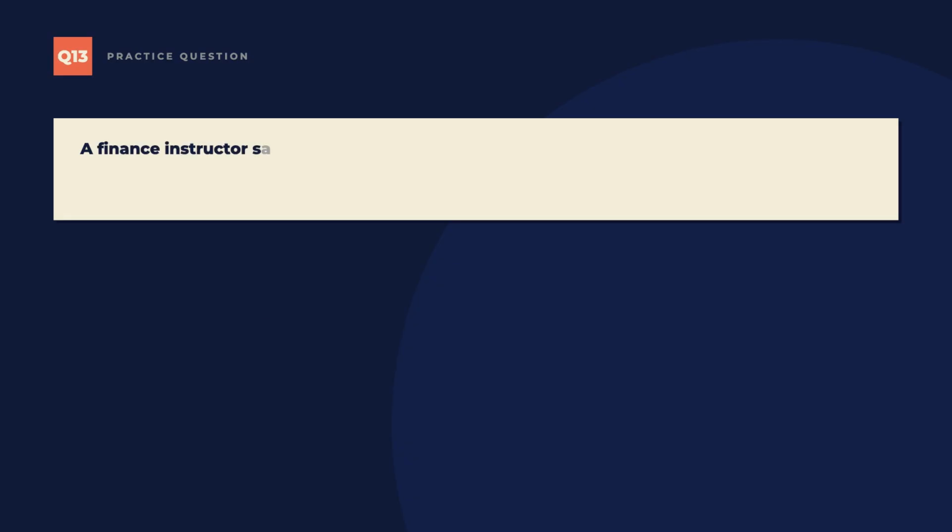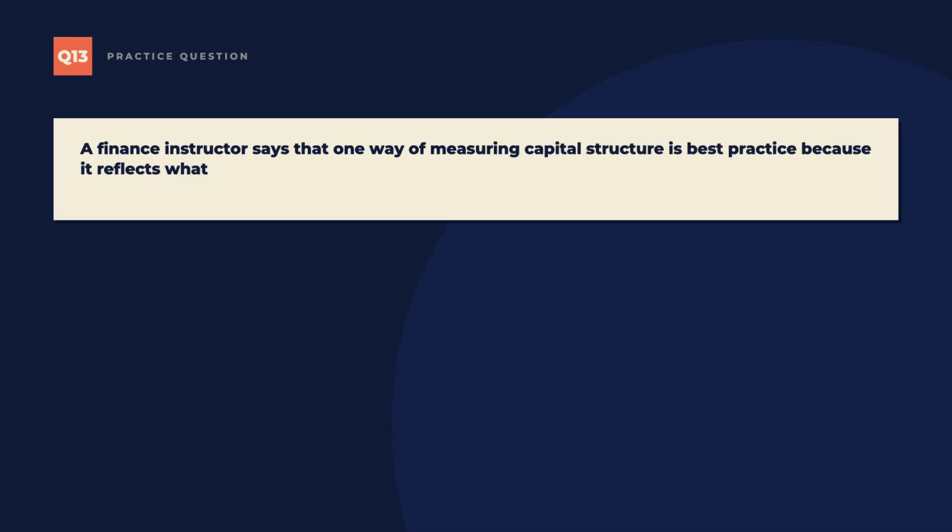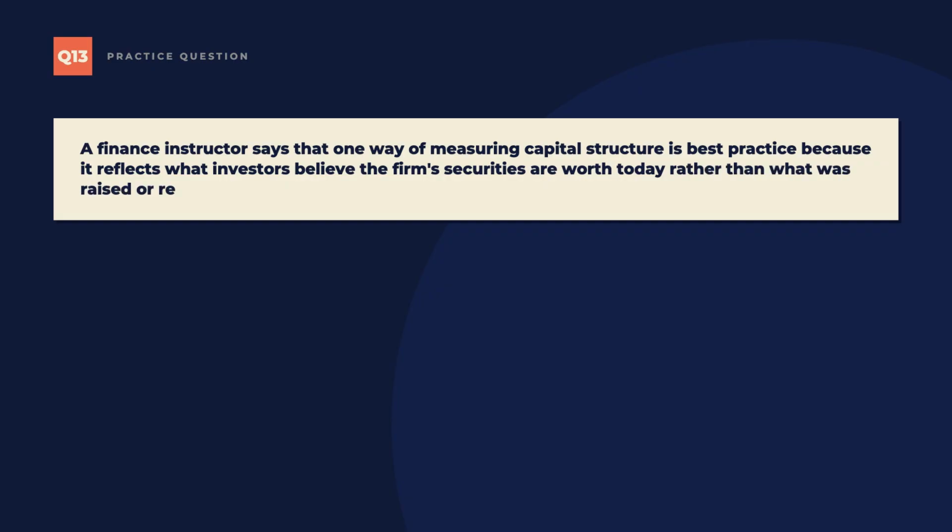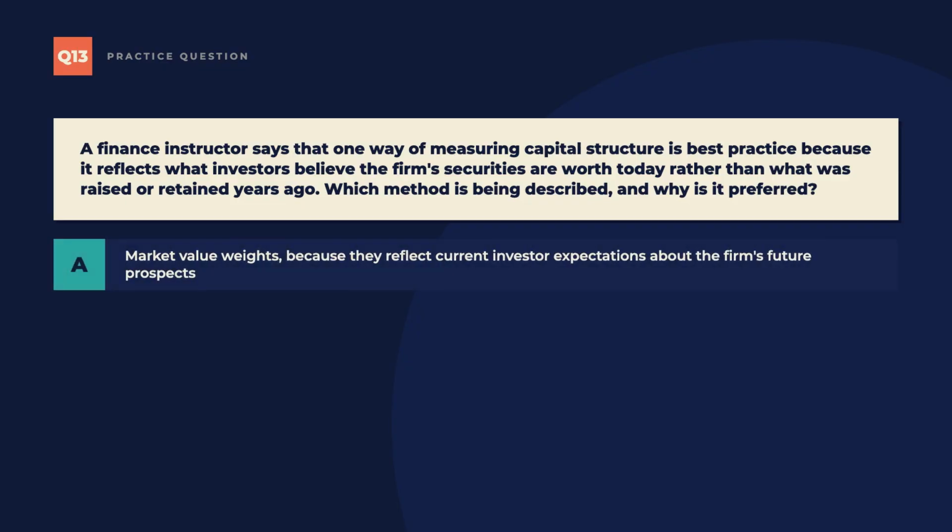Question 13. A finance instructor says that one way of measuring capital structure is best practice because it reflects what investors believe the firm's securities are worth today, rather than what was raised or retained years ago. Which method is being described and why is it preferred? Your options are: A. Market value weights, because they reflect current investor expectations about the firm's future prospects.